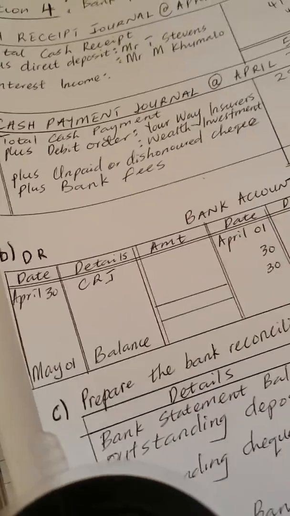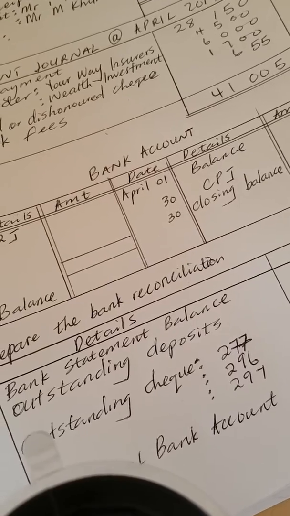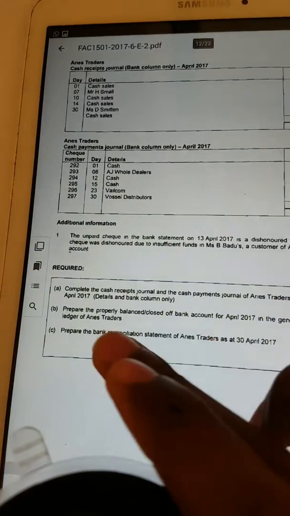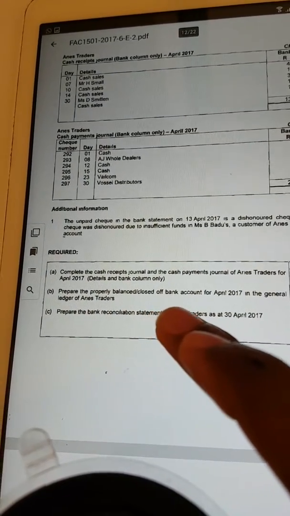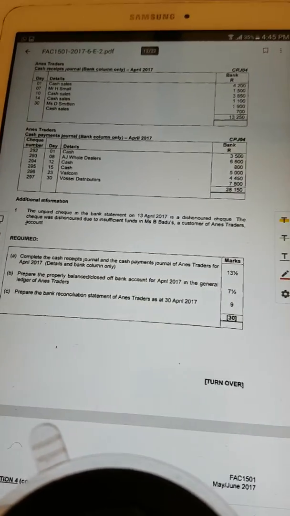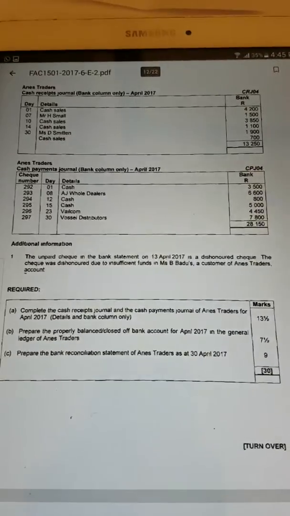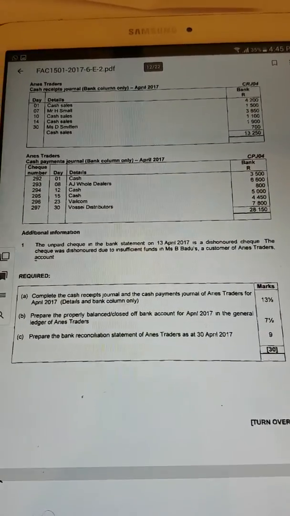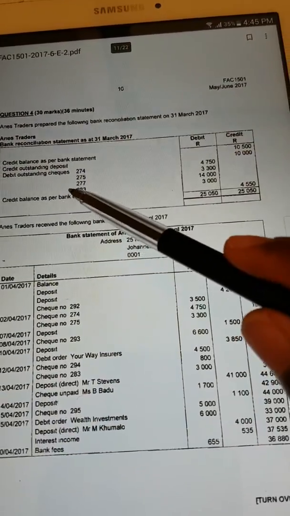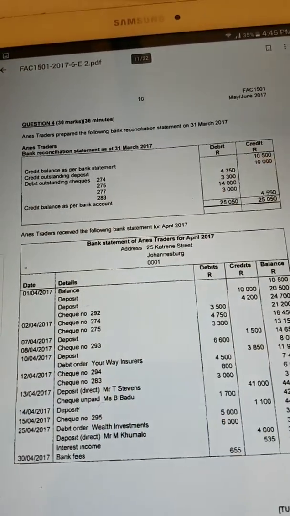So now let's move to the bank account. So this is the bank account of the general ledger. So now prepare the properly balanced closed off bank account, 7.5 marks. So how do you prepare the bank account? So firstly, you need to recognize the balance of the bank account you started the month with. So the balance of the bank account, you will find it on the previous bank reconciliation statement. Here it's saying we have a credit balance as per bank account.